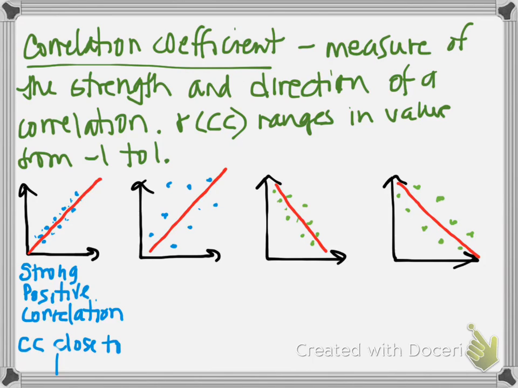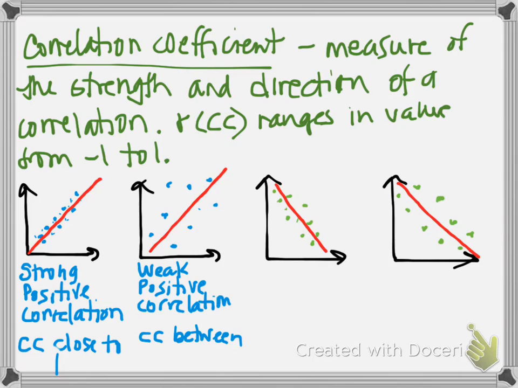Okay. The next one, those dots are still making that pattern where you understand it's positive, but what we notice is that the dots aren't as close. So now we call this a weak positive correlation. And in this one, the correlation coefficient would be between 0 and 1. Now, what is it closer to? Again, there's a formula, and we're not going to get into it in this class.